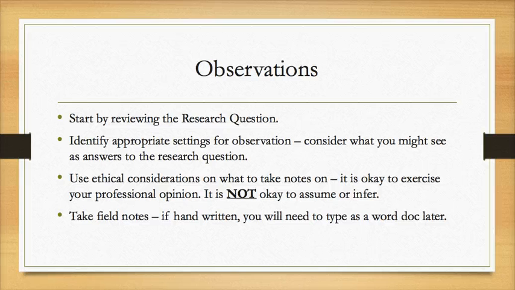And so when you're observing, you're going to take what are called field notes, which is literally opening up a notebook and taking notes and writing down what you observe. But when you're taking field notes, just make sure that you're also using the highest level of ethical considerations when you're taking those notes. So, what is acceptable is you using your professional opinion. What is not acceptable is you assuming or inferring things that might be happening. Okay, so just again, make sure you're an ethical researcher and not letting your bias or your opinion taint the data. But on the other hand, it is absolutely okay to exercise your professional opinion.